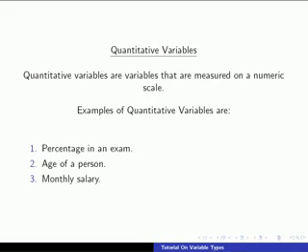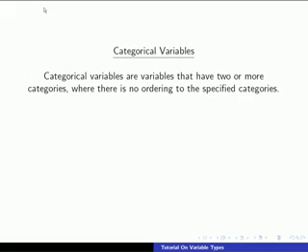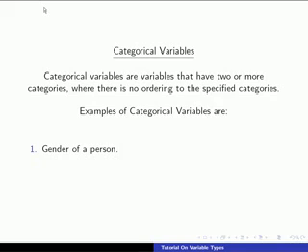Basically, all this means is if the characteristic we're recording is a numeric measurement, then the variable is quantitative. The next type of variable we'll look at are categorical variables. If the variable we're recording has two or more categories where there is no specified ordering to the categories, then the variable is categorical. Some examples of categorical variables would be a person's gender, as this has two categories, male and female. A person's hair color, which could have 4 different categories for brown, black, blonde, or red hair. Or the make of a car, where there would be a different category for each different car make.